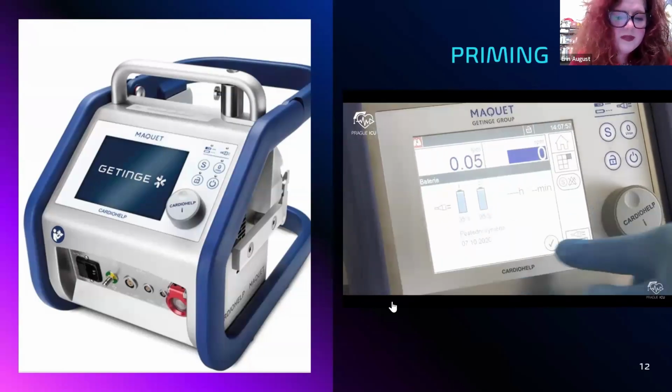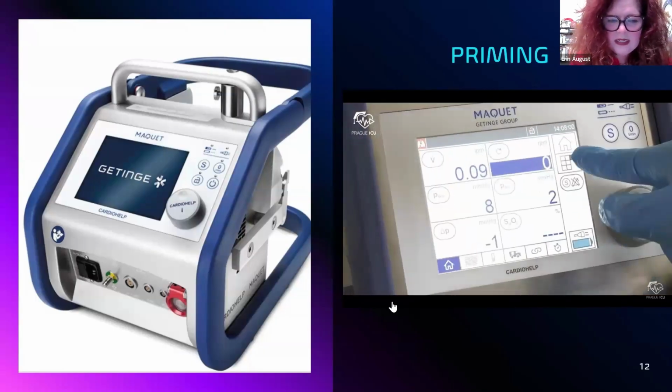And we want to do that on all of our devices, is make sure that the battery inside is good.